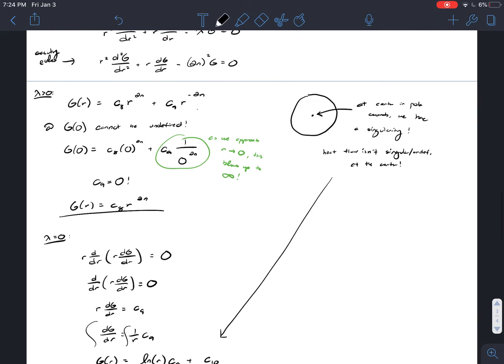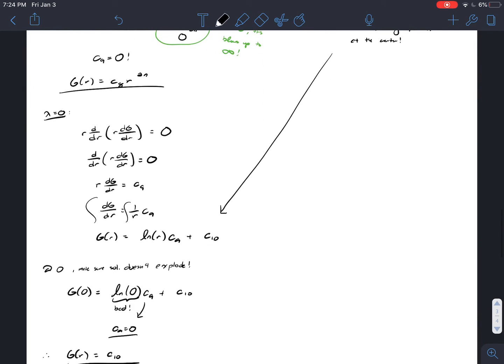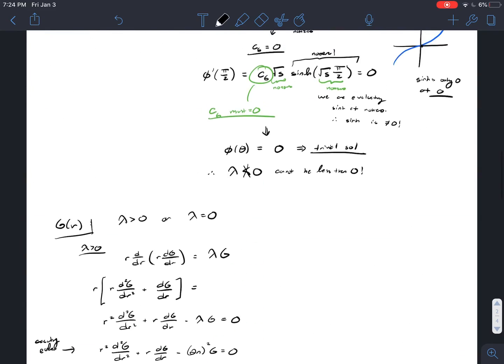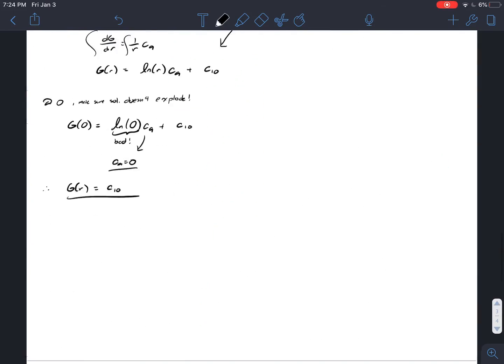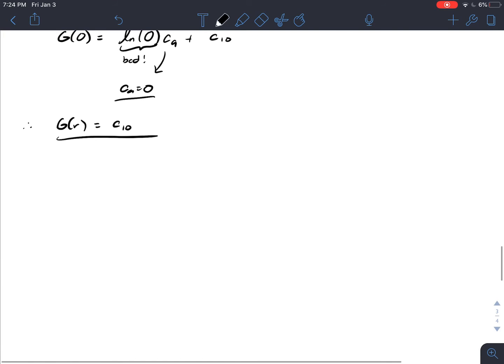Cool, so we're all set now. So we have solutions for lambda equals 0 and then lambda greater than 0 for g of r. So now we can put our solution together. I think this is step 2. Yeah, that was a long step 2. Step 3. Put it all together.